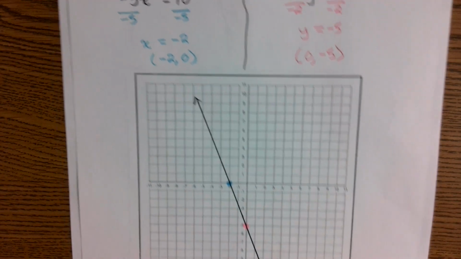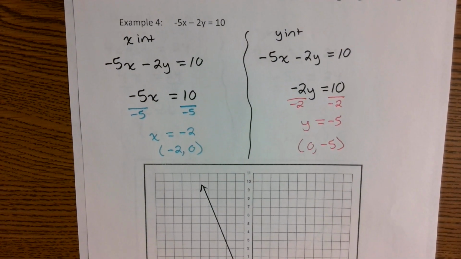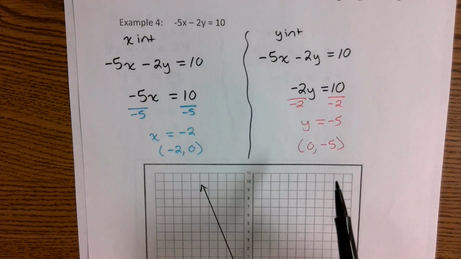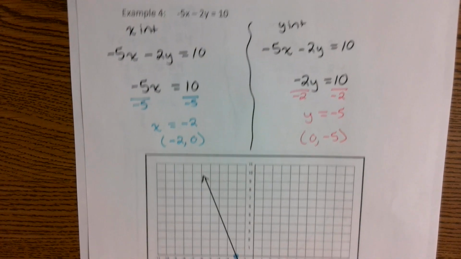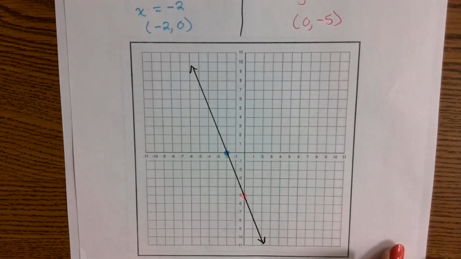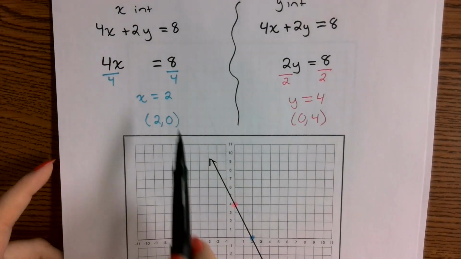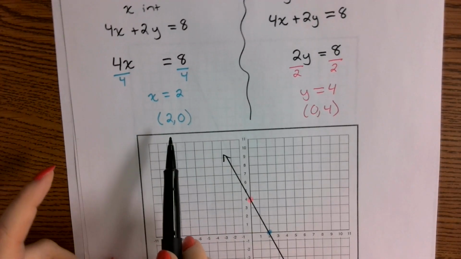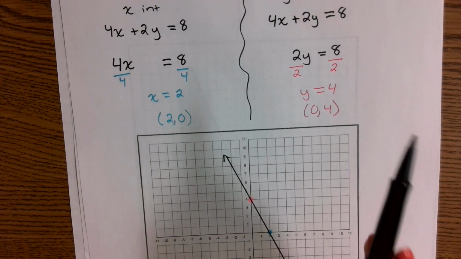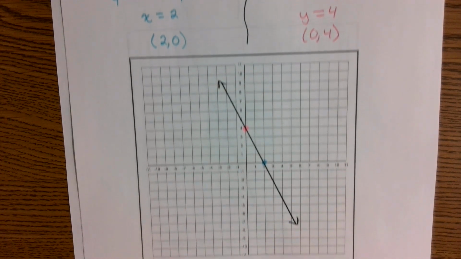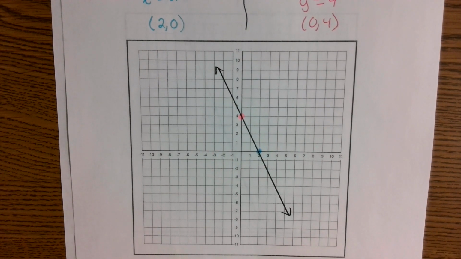Okay, again, for example number 4, when you solved for x-intercept, it was negative 2, 0. When you solved for your y-intercept, it was 0, negative 5. There's your graph. Everybody okay? Yes. Fantastic. Example number 5. When you solve for your x-intercept, you should have gotten positive 2, 0. When you solve for your y-intercept, you should have gotten 0, positive 4. And then here's what your graph should look like. Make sure you double check it. Make sure everything is okay.